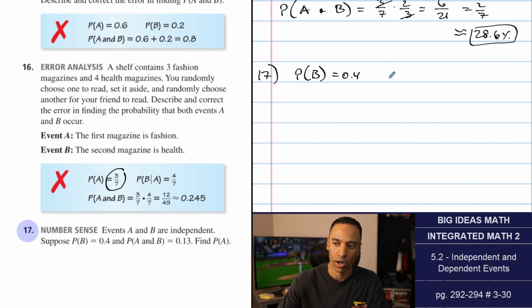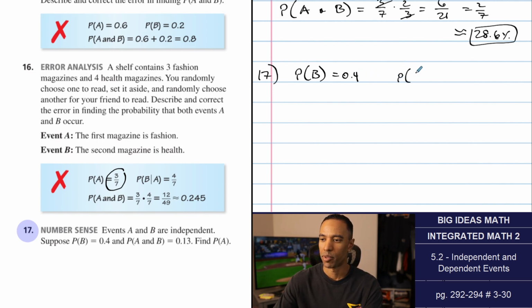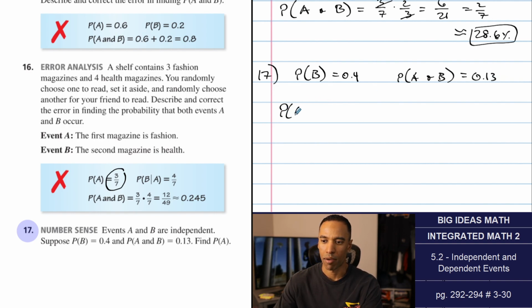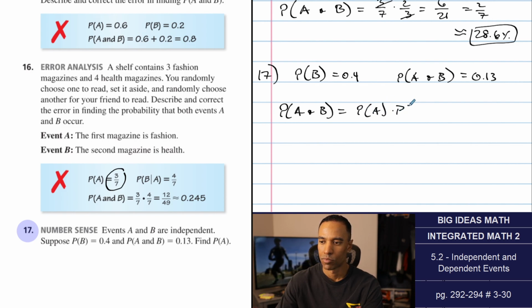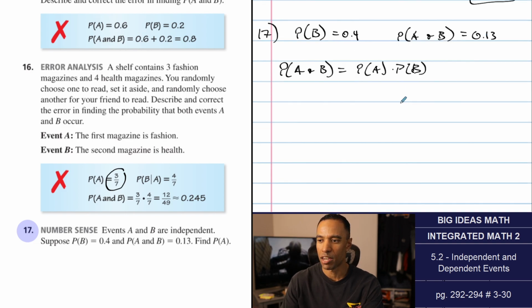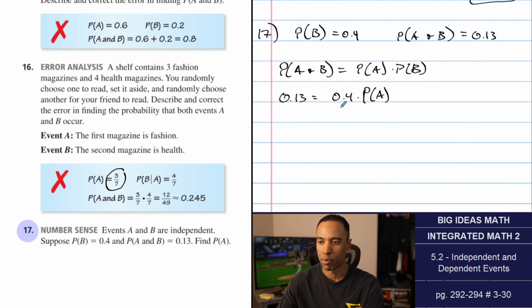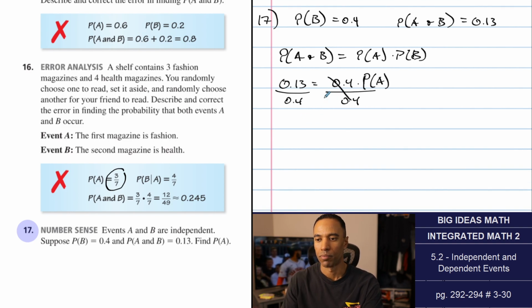Probability of B is 0.4. Probability of A and B is 0.13. Given that they're independent, probability of A and B should be probability of A times probability of B. You have a 13% chance of both things occurring in an independent case and a 40% chance of B occurring. So we will divide both sides by 0.4, and that's what we're going to do here. Divide the 40% out, which makes this a number.